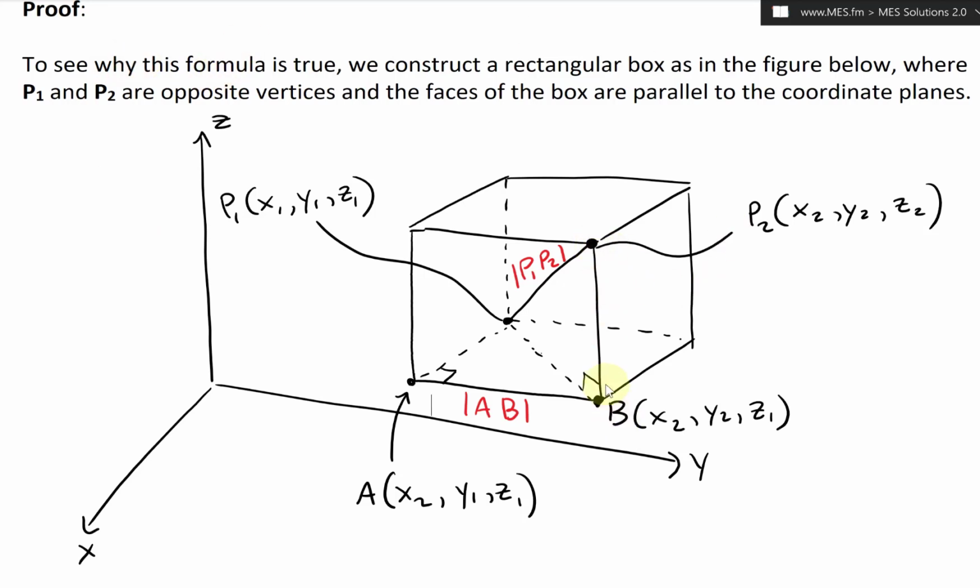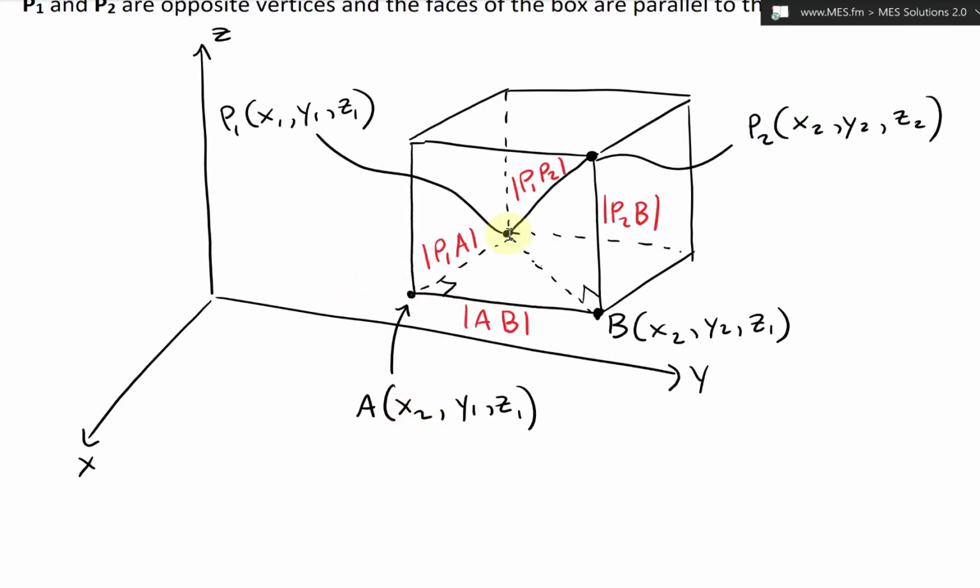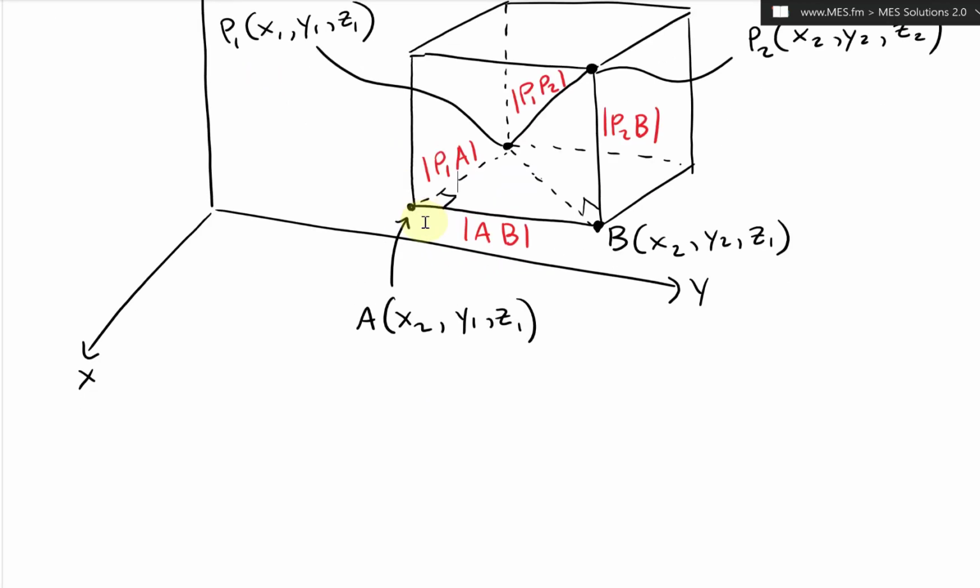Now we have this part here from the top to bottom, which we'll call P2B. The next one is from this A to P1 at the bottom, the absolute value of P1A. This is a horizontal distance, and remember, it's parallel to the x-axis. That just means it's going to be x2 minus x1, the absolute value of it. So the absolute value of P1A equals the absolute value of x2 minus x1.